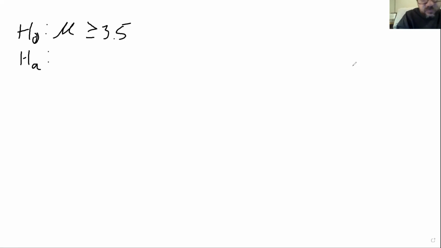And the alternative, if we see some significant evidence to the contrary, would be that the mean is less than 3.5 ounces. So again, mu is the population mean weight of the chip bags, and 3.5 is the number of ounces we are comparing it to. So those are my hypotheses.